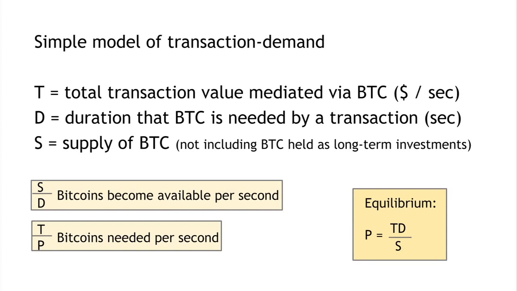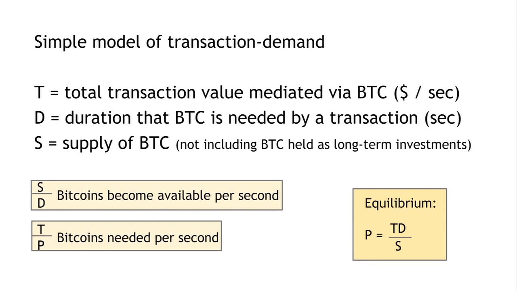Well, one thing we can conclude about this is that if you think of D, the duration, as not changing, because probably the duration that you need to hold a Bitcoin to do a transaction is not going to change. So if D doesn't change, and if S, the supply, is not changing, then what this tells us is that the price is going to be proportional to the demand for transaction mediation as measured in dollars. And so if the demand for transaction mediation in dollars doubles, then the price of Bitcoins should double.